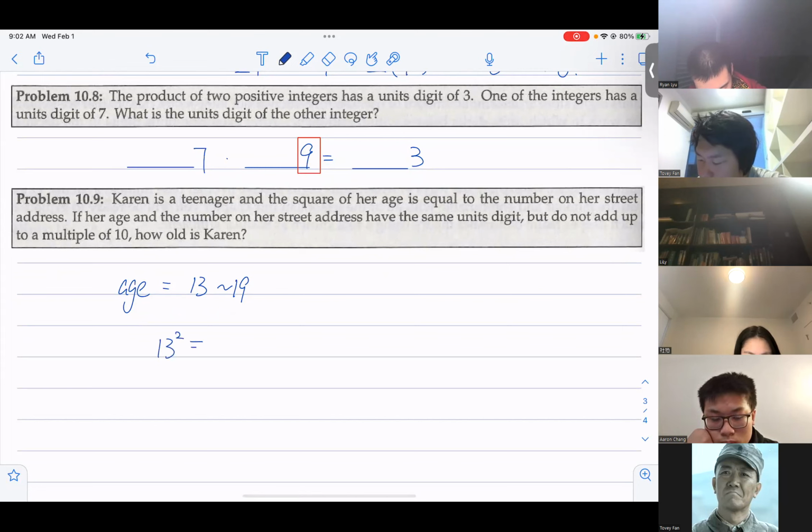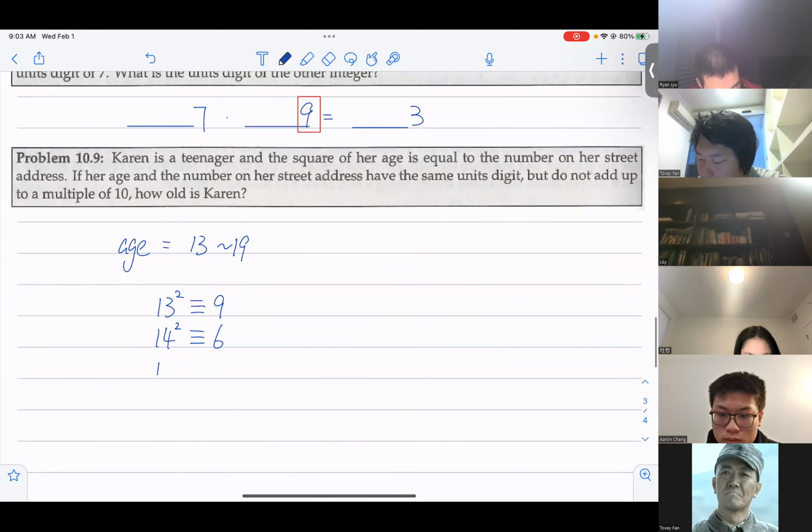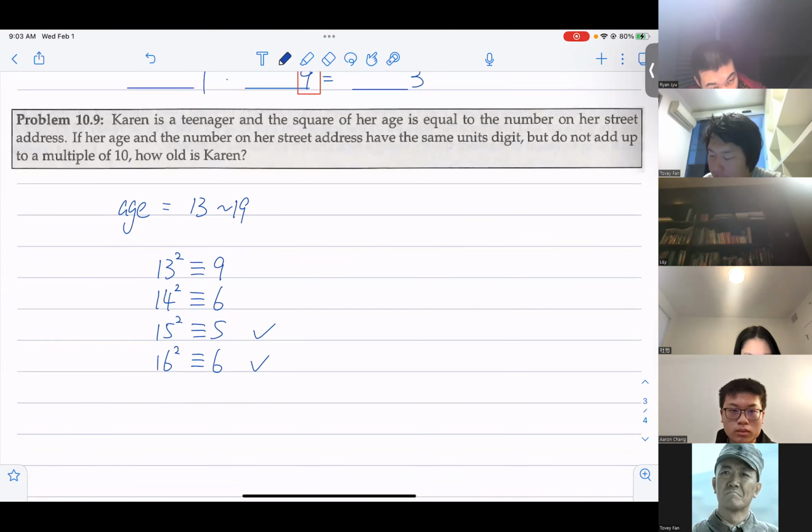13 squared has a unit digit of 9, right? So it doesn't work. 14 squared has a unit digit of 6, doesn't work. You will eventually see that 15 squared has a unit digit of 5, so this works. 16 squared has a unit digit of 6, this also works, right? And 17, they don't work, so I'm just going to skip them. You will easily see that they don't work, right? 7 squared is 9, 8 squared is 4, 9 squared is 1, okay? Nothing works. So only 15 and 16.